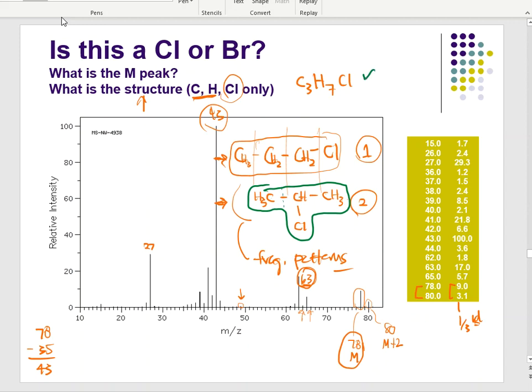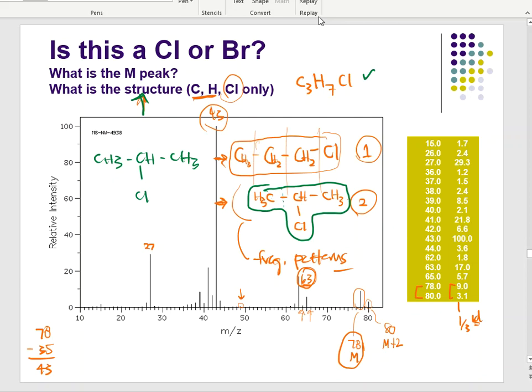Yes, this is correct. Maybe it just wants a condensed structure, just simply how many carbons, hydrogens, and chlorines does it have? And this is where I could stop. But if it says what is the real structure, what is the actual structure for this compound, then the only choice that makes sense here out of the 2 is going to be this one.